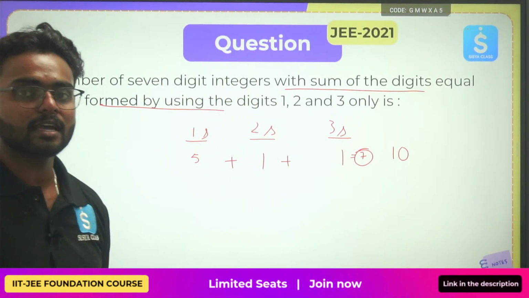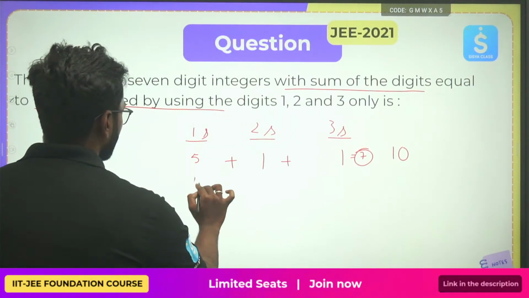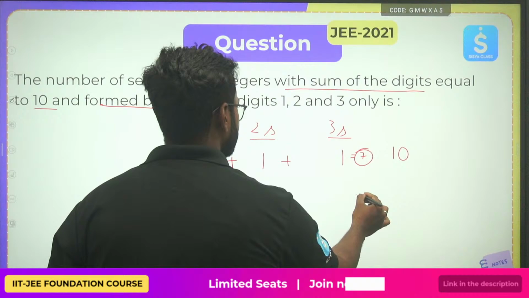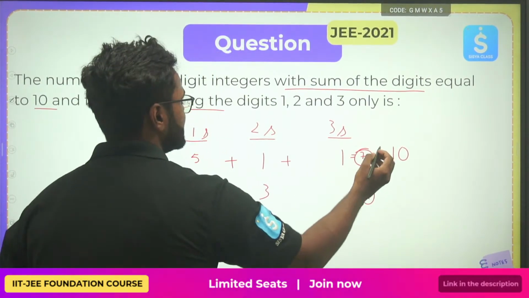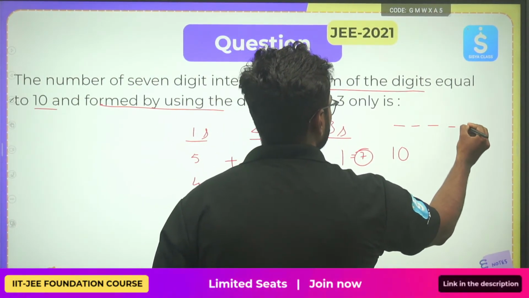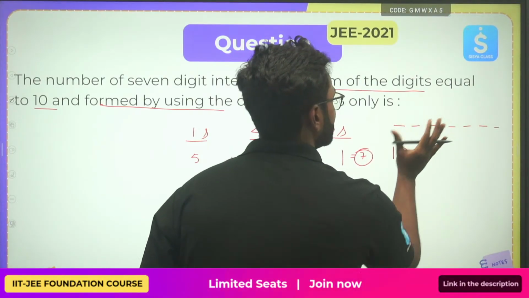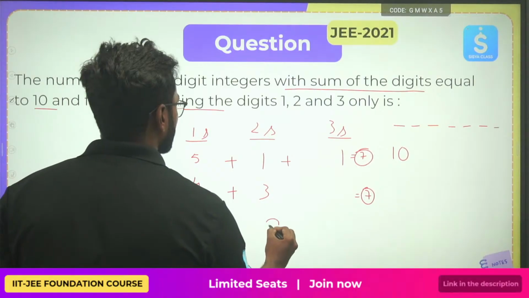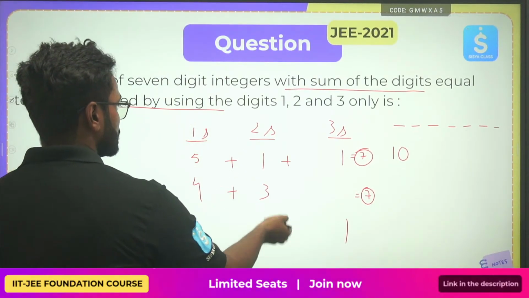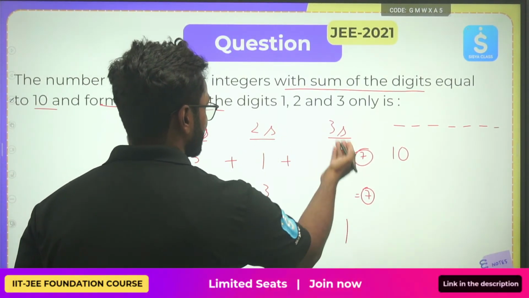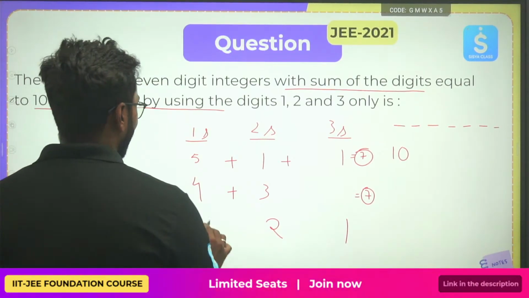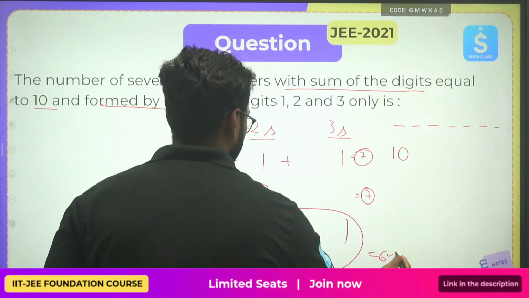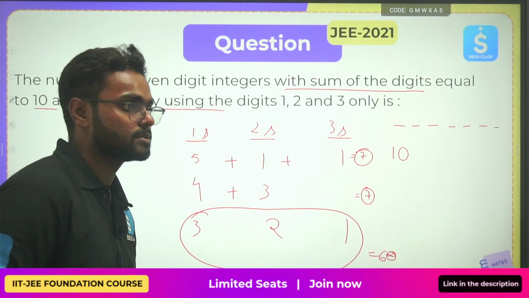What is the second condition that I can use? I can use 4 1s plus 3 2s. This should also give me 7, the number of integers. Now, can I use 3 1s, 2 2s and 1 three? 3 plus 4 is 7, 7 plus 3 is 10. No, because if you add this, you would be getting a total of 6 terms, which we can't use, right?